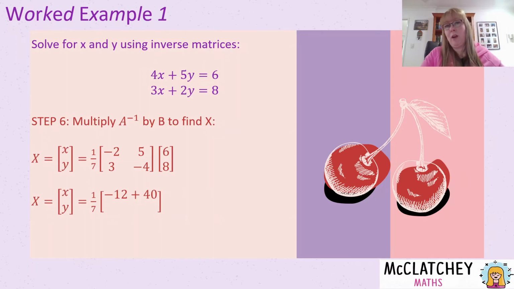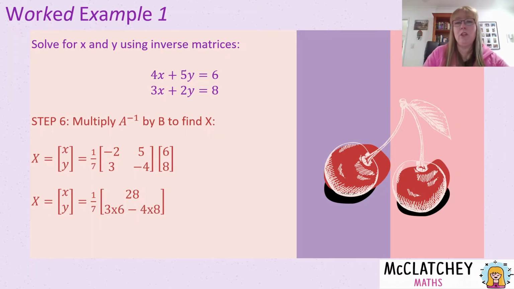So we're going to multiply row 1, which is -2 times +6, and then we're going to add to that 5 times 8, which is 40, and that will make our first part of that final matrix, which will be our first element, 28. And then we're going to multiply row 2 by column 1.